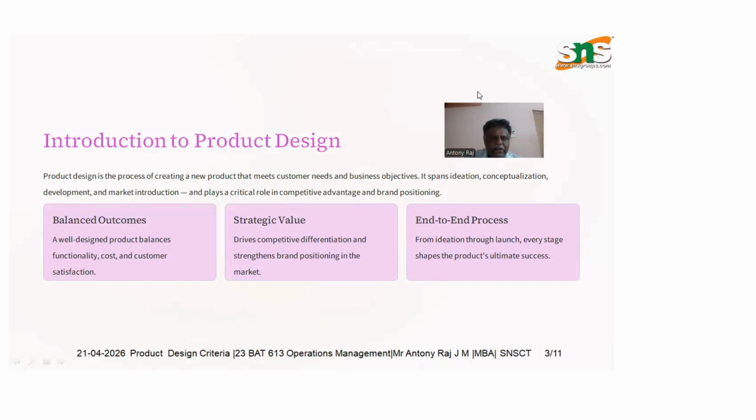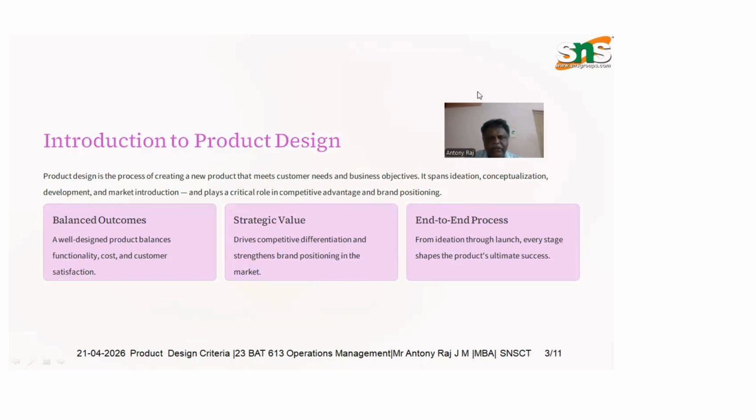So we're going to re-summarize product design. Product design, first of all, is a process, and it involves creating a new product which meets the customer needs and expectations, and also the business objective. And the next part comprises ideation as well as conceptualization of the particular idea, and then introduction to the market. So these are the elements comprising product design.